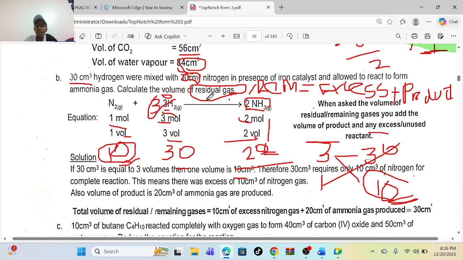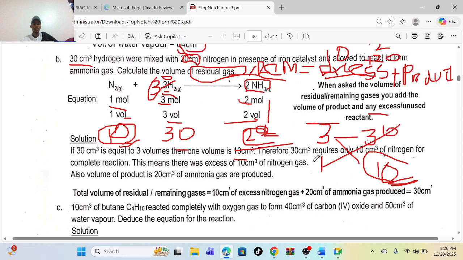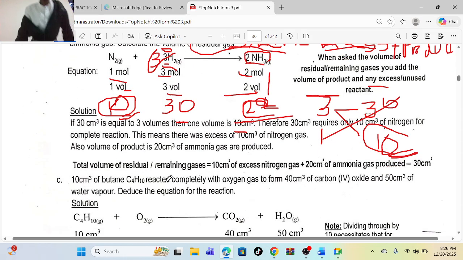So the remaining or the residual gas itakuwa excess which is 10 plus product side ni ngapi? Ni 20. 10 plus 20 itakuwa 30. So the volume itakuwa 30. So the volume will be that. So that is the residual gas. So residual gas sasa inafanywa hivyo.